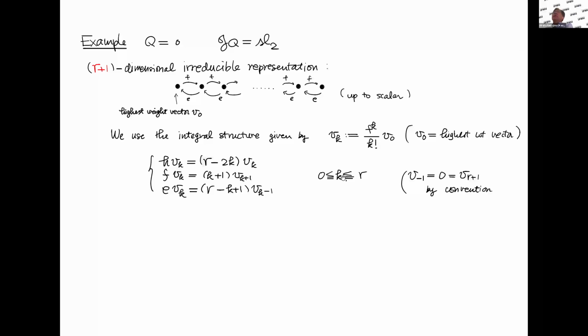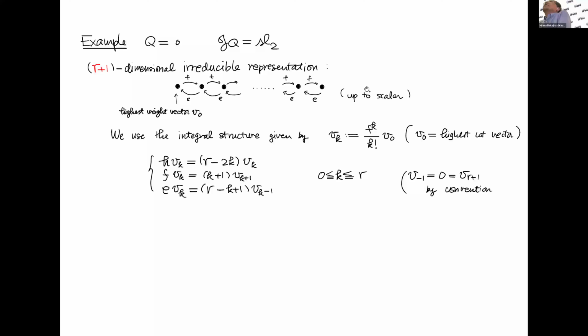Okay, let me start with the simplest case again. So the one single vertex without edges. In this case, the Lie algebra is SL2, as I said. And in this case, the classification of finite dimensional irreducible representations is just given by integers. So I consider the R plus 1 dimensional irreducible representation. This is unique.